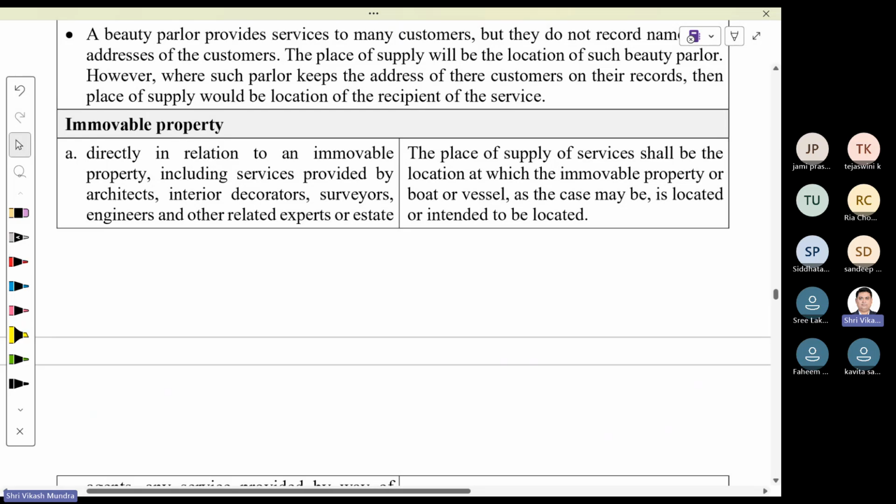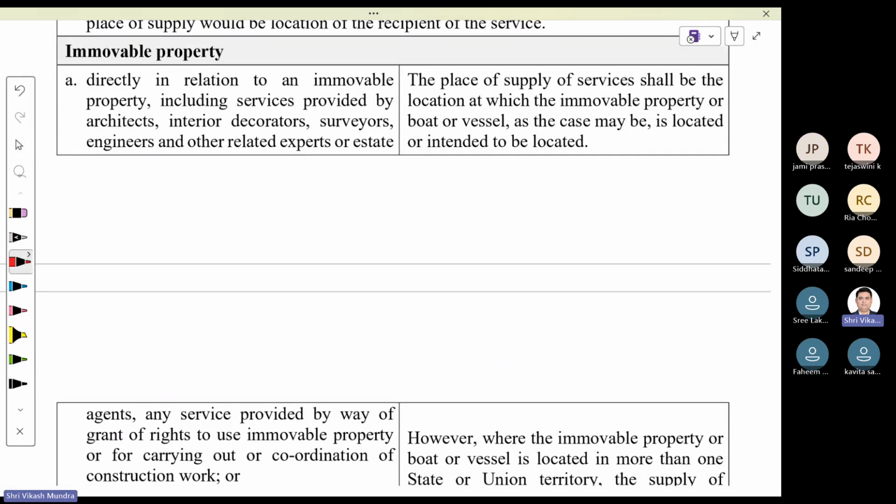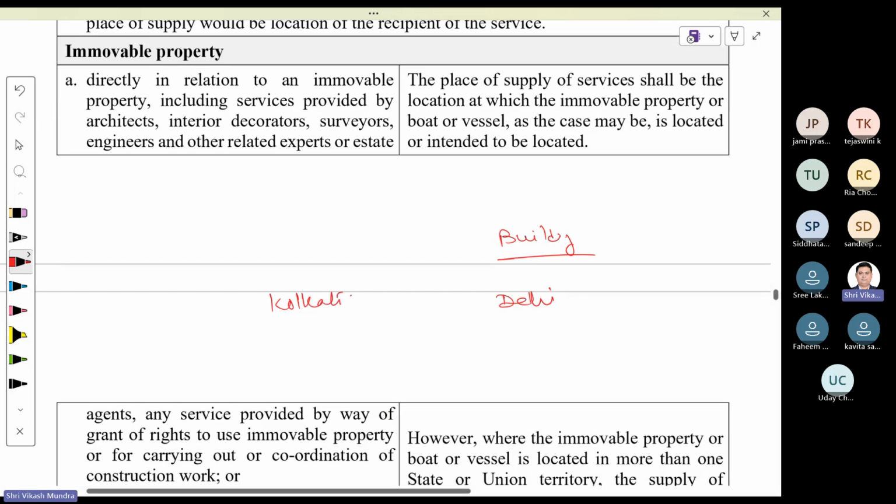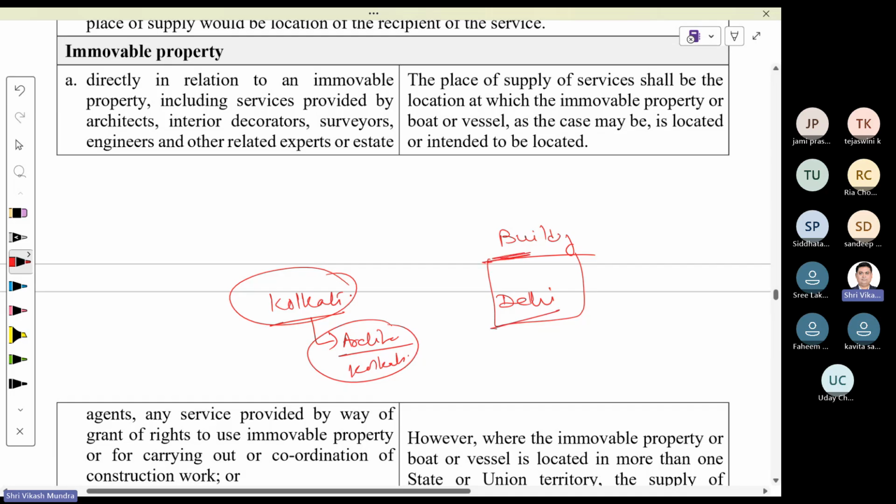Suppose I am constructing a building, suppose in Delhi. I am located in Kolkata, and got an agreement to construct a building in Delhi. Fine. I take the service of an architect located in Kolkata. Even though we both are located in Kolkata, the building is located or intended to be located in Delhi.